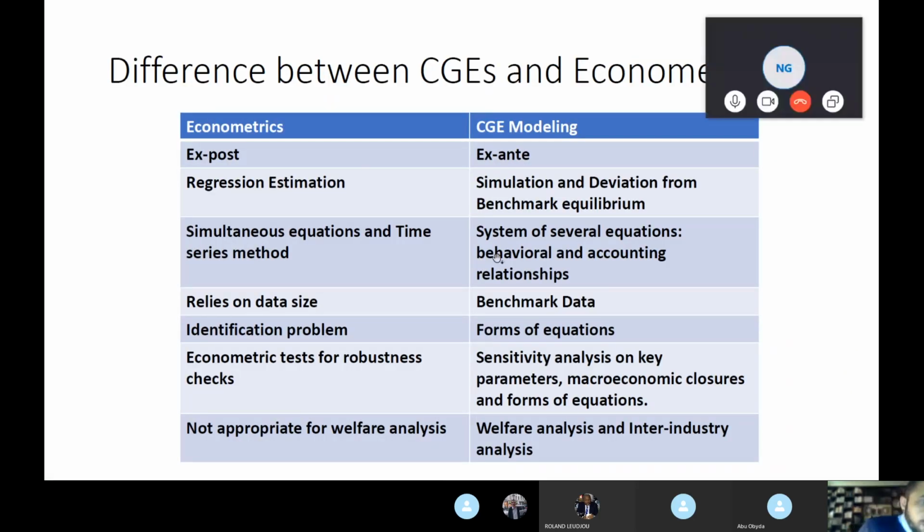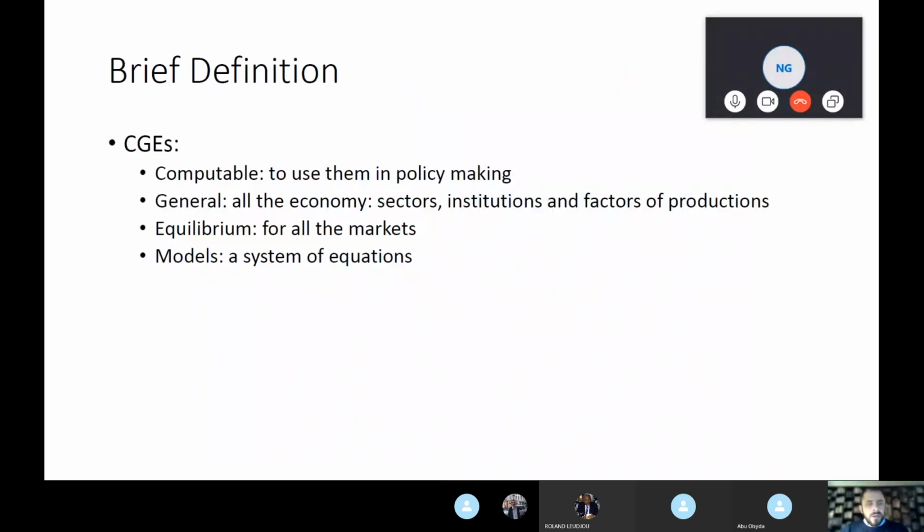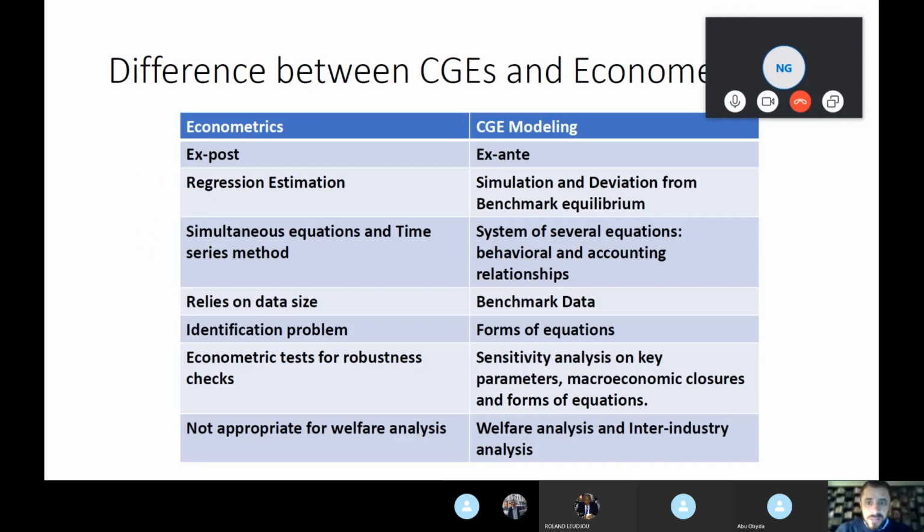So I'll just start with this. I was just explaining the difference between CGE models and econometric modeling. And as I said, in econometric modeling, it's an ex post analysis because we have historical data and we try to see what is the effect of what happened on a certain variable. But for CGE models, it's an ex ante analysis, meaning that before implementing a certain policy, we try to see what is the potential effect of what could happen later.